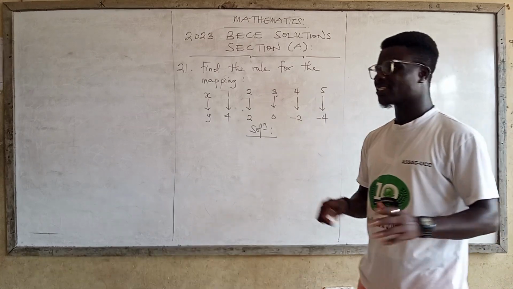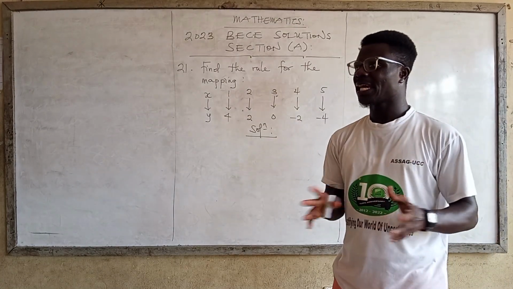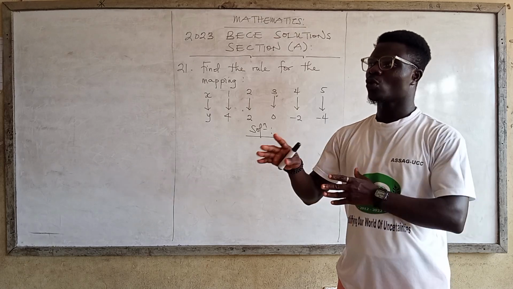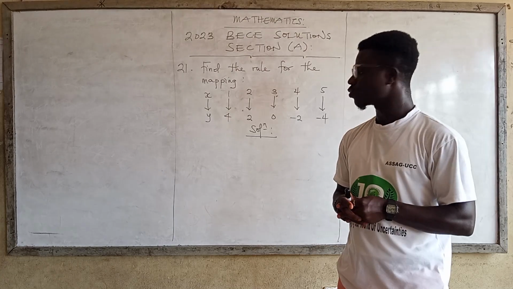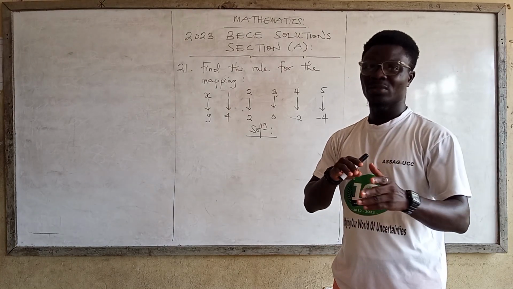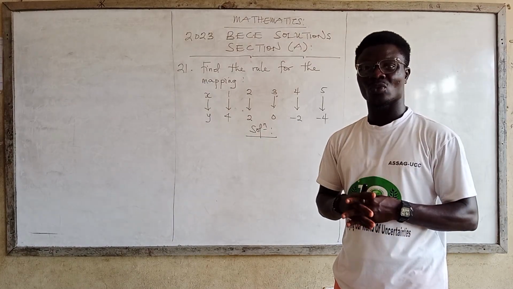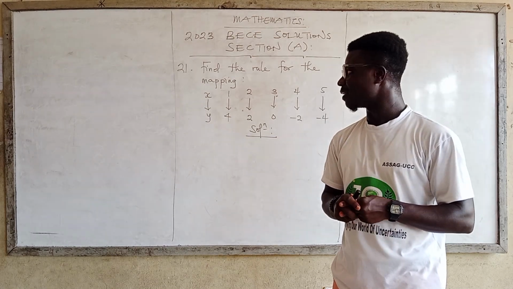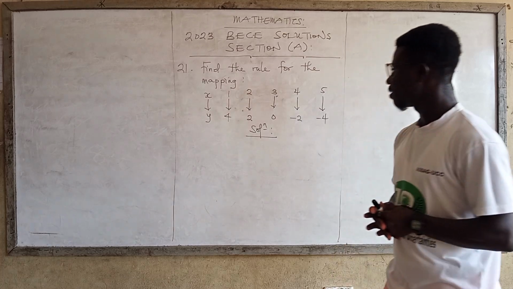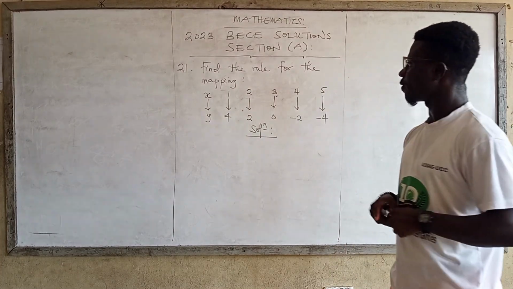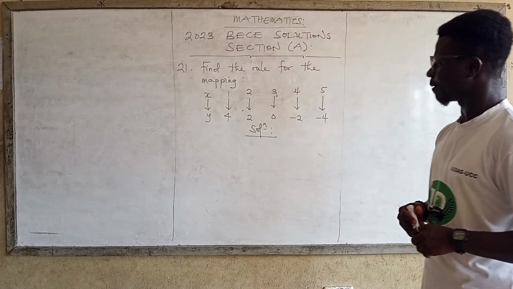At the JHS level, the types of mapping don't go deep into the SHS ones. So they'll do linear mapping, then a little bit of exponential mapping. But it's usually linear mapping. But let's see how this one moves. So find the rule for the mapping.